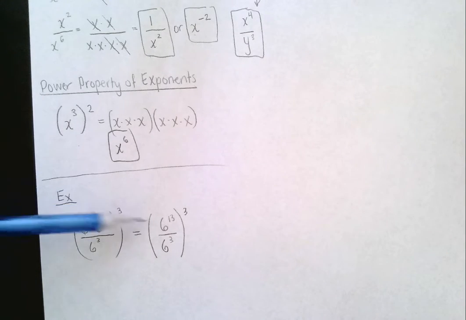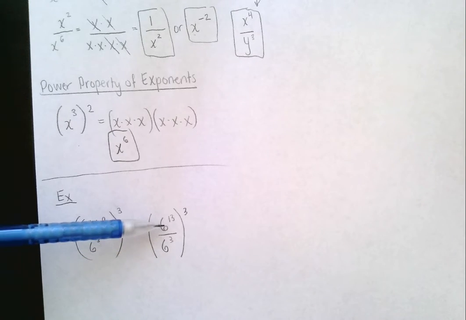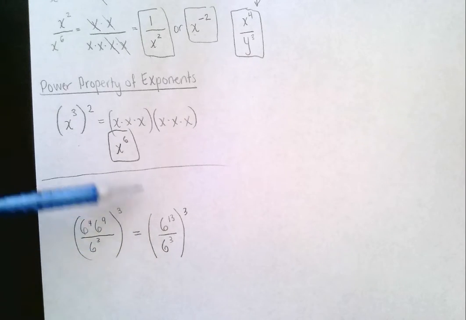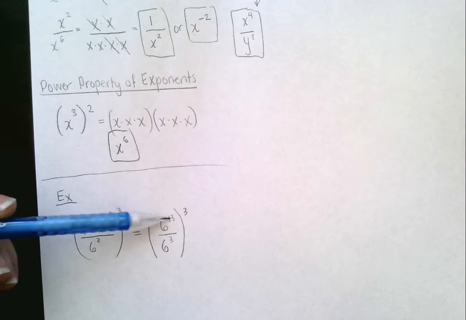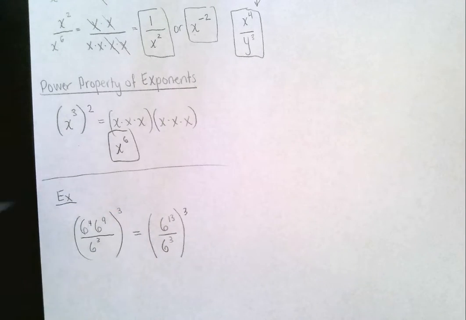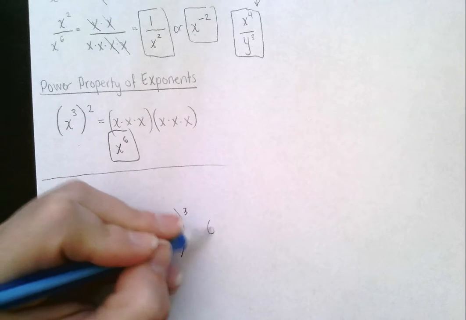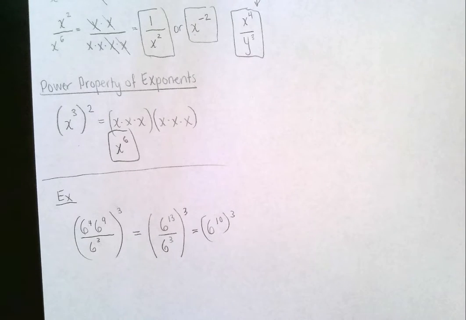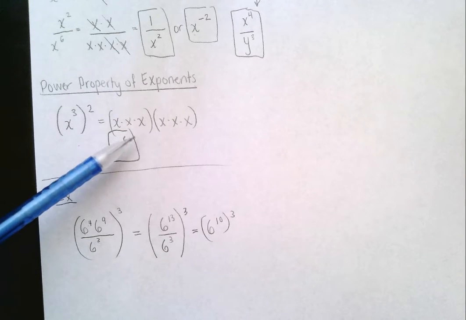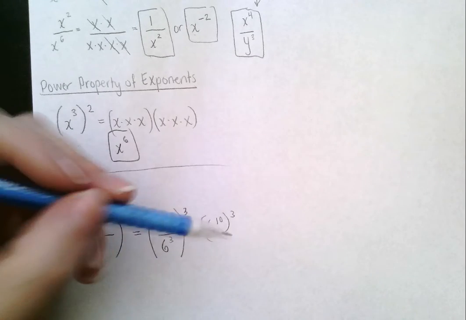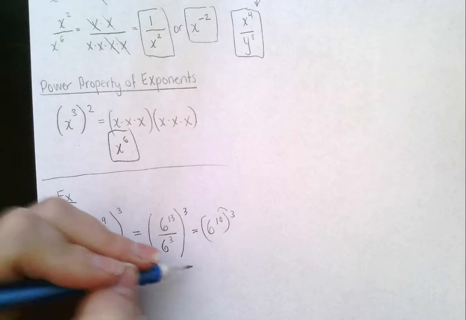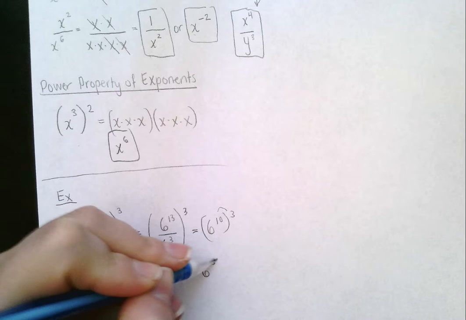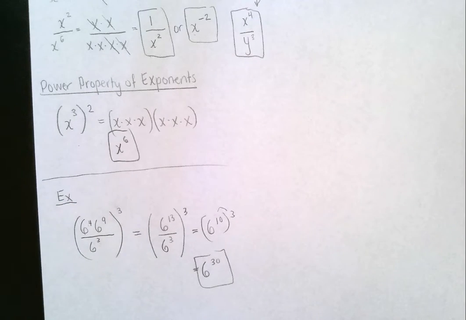Now that I've simplified the top, I can simplify this whole quotient, this whole fraction. Using the quotient property, I'm going to subtract my exponents. So 13 minus 3, that would be 6 to the 10th power. And that's still taken to the 3rd power. And now, finally, I'm going to use the power property, which is the last one we learned. I'm going to multiply these 2 powers together and simplify, and I get 6 to the 30th power. And that's it.